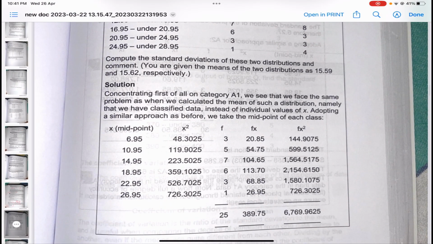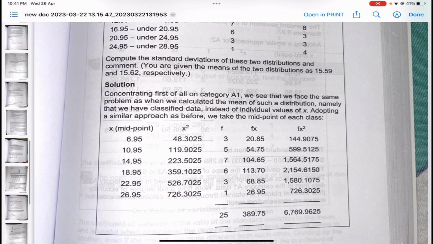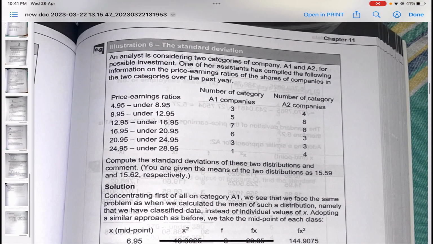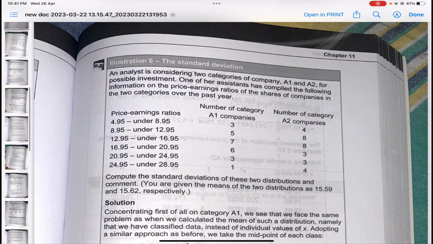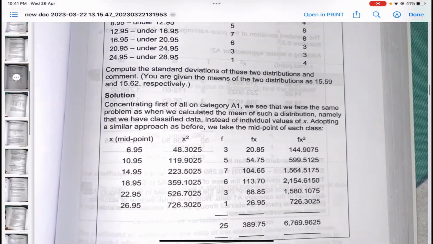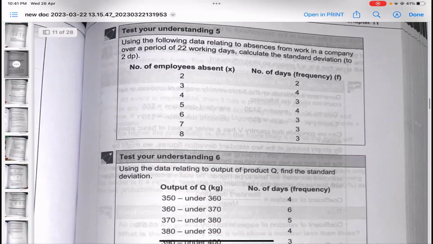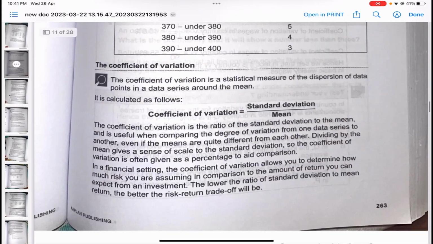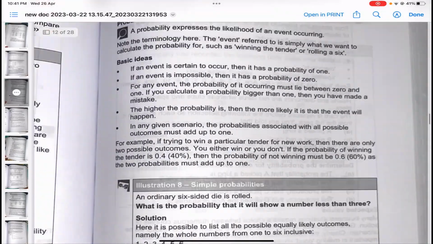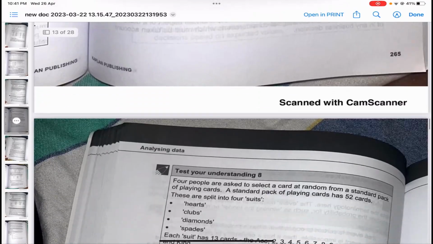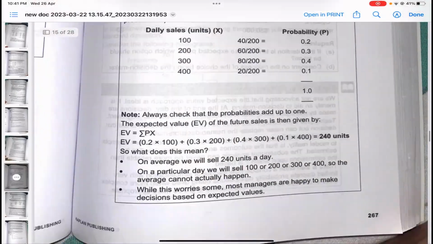Okay, so I'm ending this video over here. In the next part of the video, we will be starting with my illustration number 6. So in the next video, we'll be doing the questions, all the questions, and then we'll also be seeing the coefficient of variations and expected values.